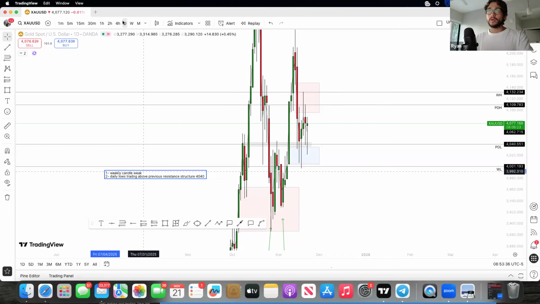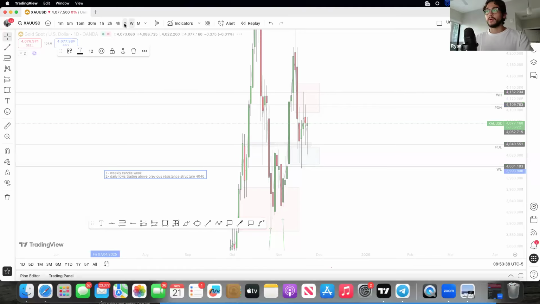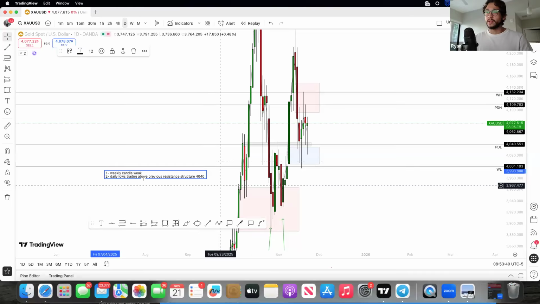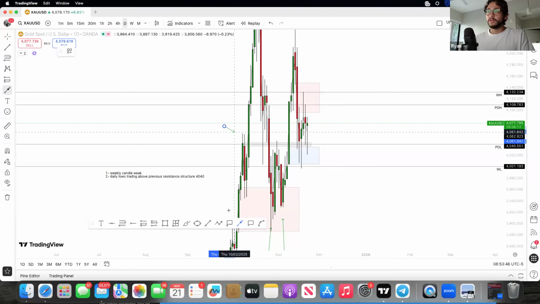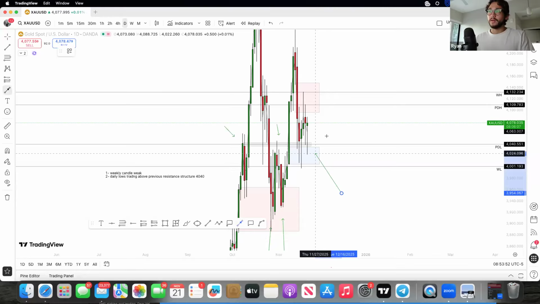So right now we have the weekly, which is an indecisive weekly candle, right? We have the second one, which is daily lows, trading above previous resistance, right? So again, this is all areas of resistance. We have resistance here, we have resistance right here, and then currently price action on the daily time frame, we are trading above it.